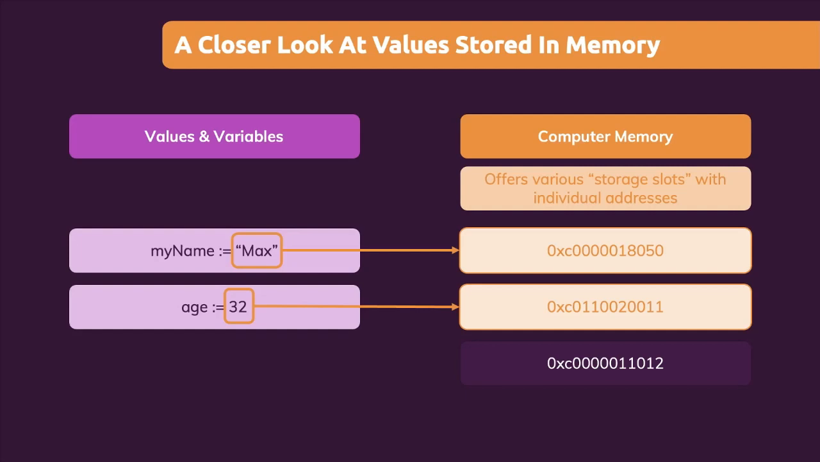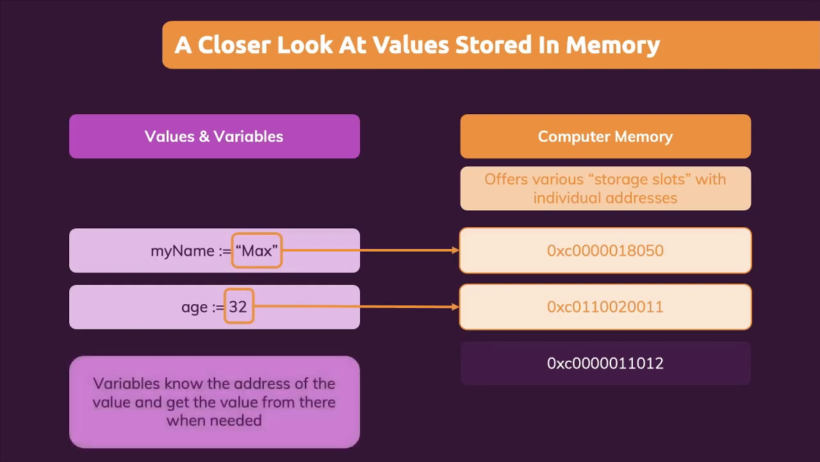Now in your code, if you store values in variables, the variables know about these addresses. And whenever you then work with a variable somewhere in your code, for example in a calculation, Go will automatically take that address information and get that value for you. So it's fair to say that we store values in variables because whenever you work with those variables, you will get the values automatically. That's how that works behind the scenes.